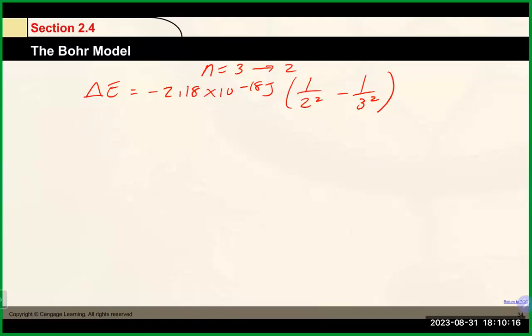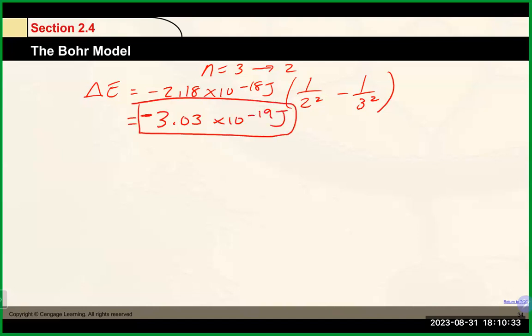And then we'll times it by our 2.18 to the minus 18. And that's going to give us a 3.03 times 10 to the minus 19 joules. And again, this is going to be negative as our electron is transitioning from a higher energy level to a lower.